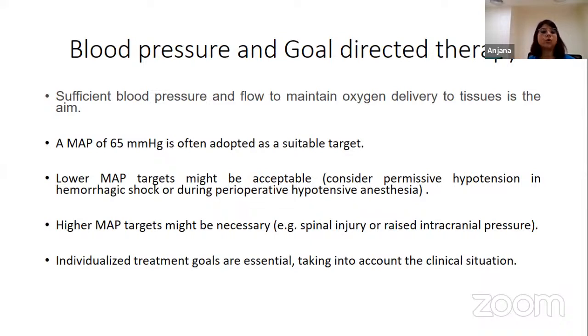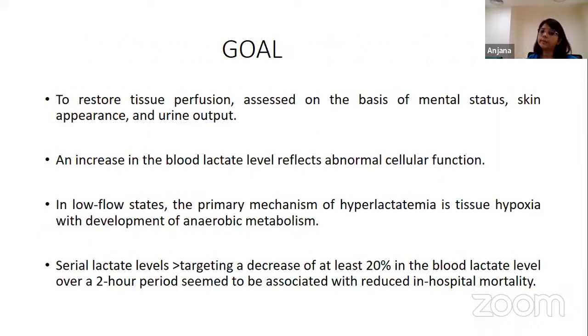So a mean arterial pressure of 65 is usually a target, but you may consider lower targets if the patient is bleeding, for example in hemorrhagic shock, where you may try to maintain a lower MAP, or during perioperative hypotension and anesthesia. Of course, we don't do that. And higher MAPs may be important in case of raised intracranial pressure or spinal injury, where you want to maintain the cerebral perfusion pressure. So your treatment goals are to be individualized, taking into consideration the clinical situation, to restore the tissue perfusion depending on the clinical parameters or your biochemical parameters.